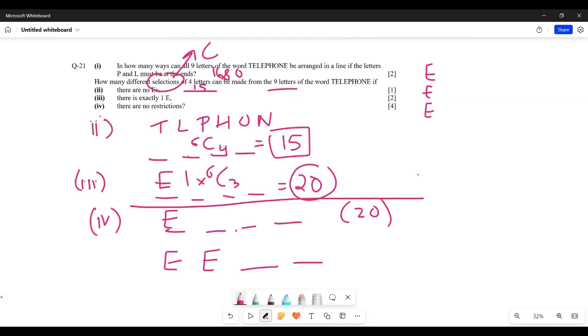Then that would be, there are 1, 2, 3, 4, 5, 6, 6 letters left for 2 spots. So that's going to be 6 times 6C2, which is 15.